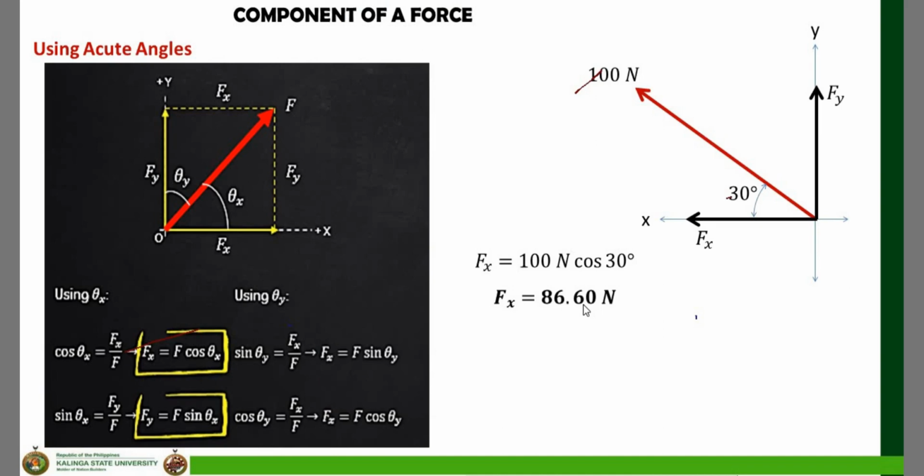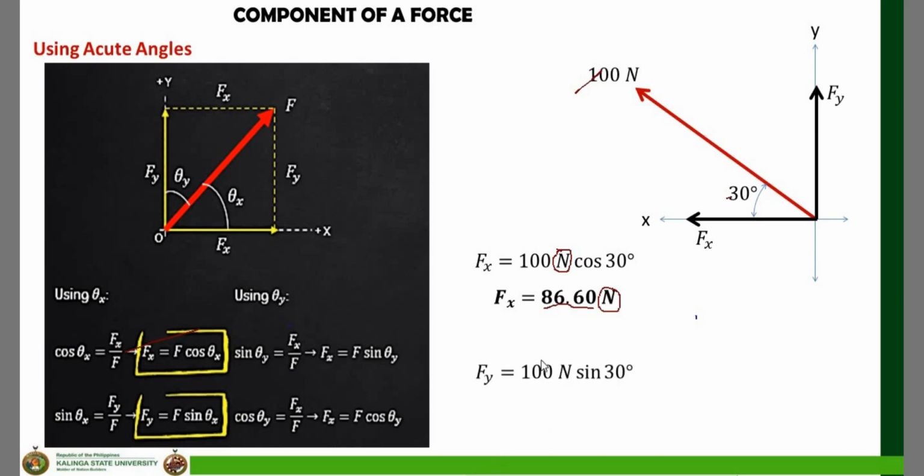86.6. So, 86.6 newtons. Again, that is the unit of your force. Okay? Even if your 86.6 is correct, if you do not include the unit, your answer is wrong. So, always take note: when we talk about a vector quantity, there is a magnitude, and do not forget the unit. So, that is the value of your Fx.